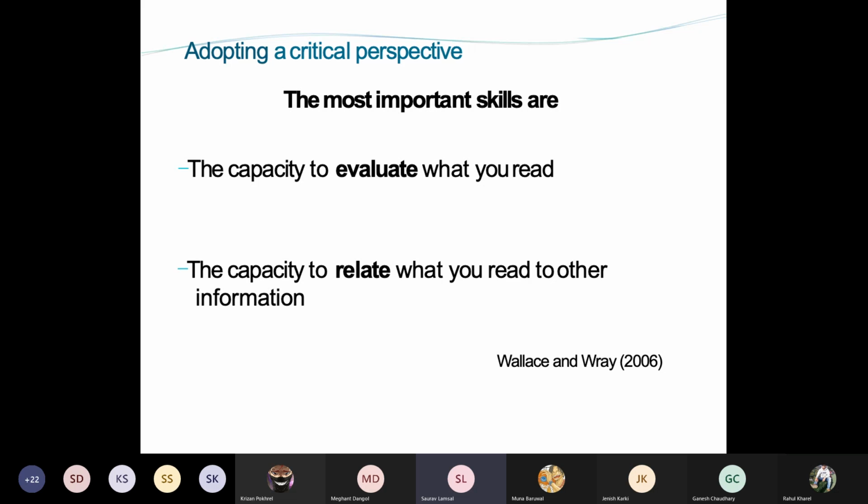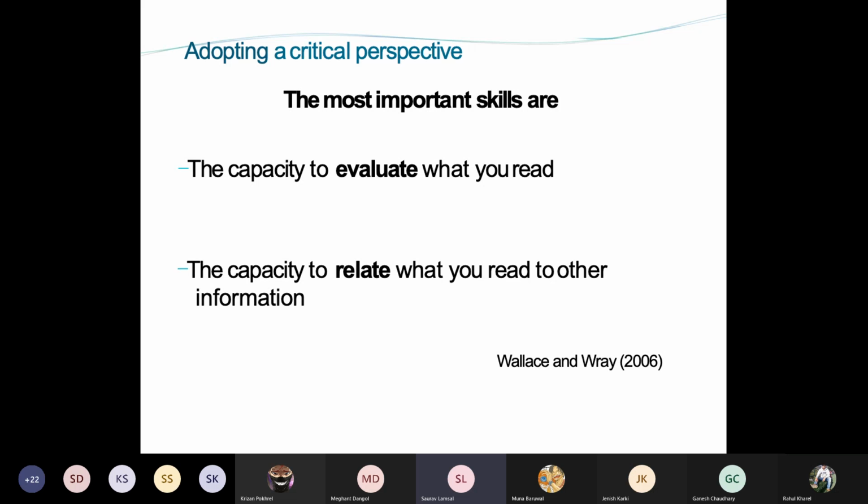Adapting the critical perspective. What are the skills that are necessary to adapt the critical perspective? As we have already discussed, there is no specific method. These are some of the techniques that you can use. The most important skills are the capacity to evaluate what you read and the capacity to relate what you read to other information. Evaluate and relate are the two important skills. If you just read, and cannot relate the content of that literature with your research, then that is meaningless.